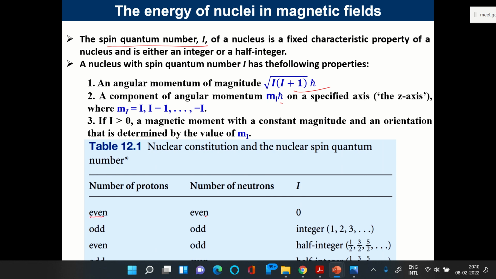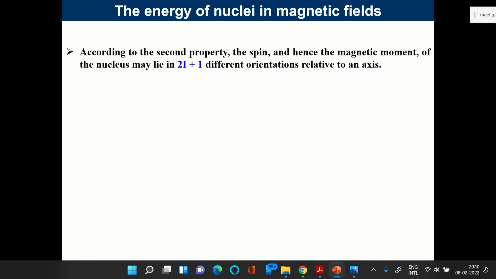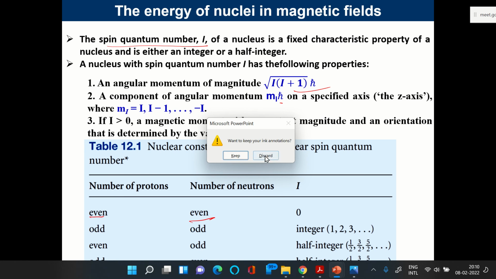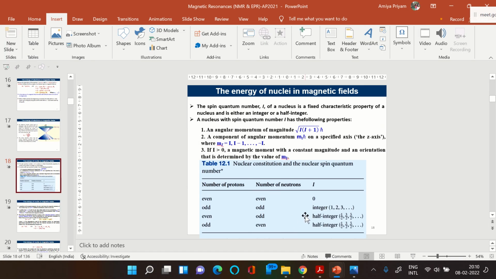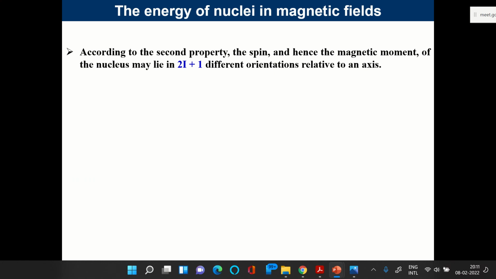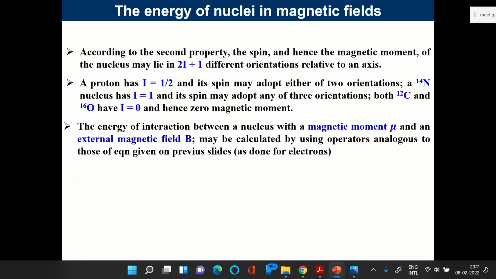If you have protons and neutrons, only those nuclei will have a net magnetic moment which have odd numbers. Any odd combination gives you an integer multiple, so I can be 1, 2, 3 like this, or an odd combination will give you half integers. So finally you can calculate for this also, और ये इस तरह से आपके पास आ जाएगा.